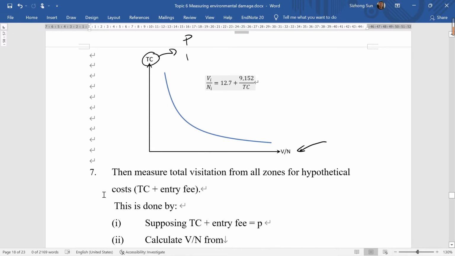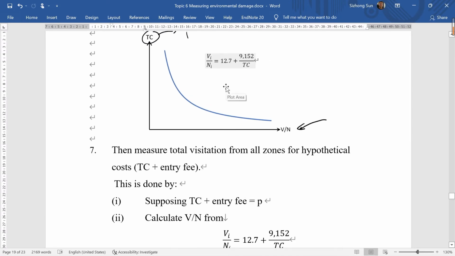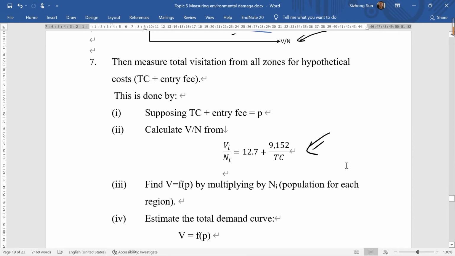Then measure total visitations from all zones for hypothetical cost, which is travel cost plus an entry fee if there's an entry fee. So supposing travel cost and entry fee would be like a price. Estimate this using data. So we might have collected data, something like this, all these data points, and estimate a function to fit the data points in the best way. And suppose our estimation is this. Okay, then find V equals f(P).